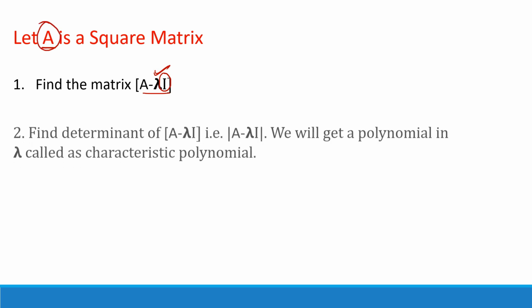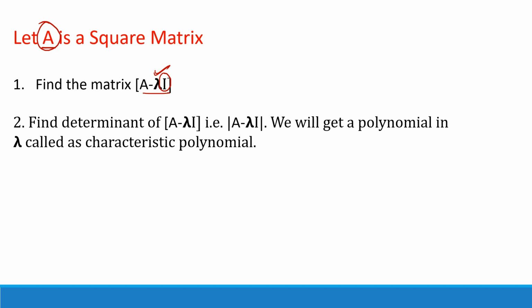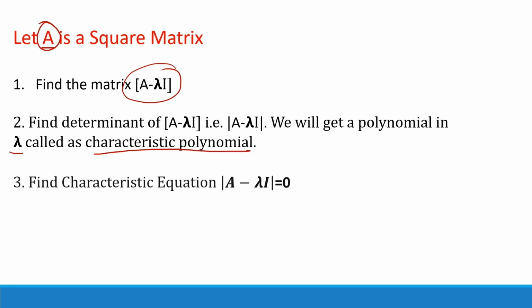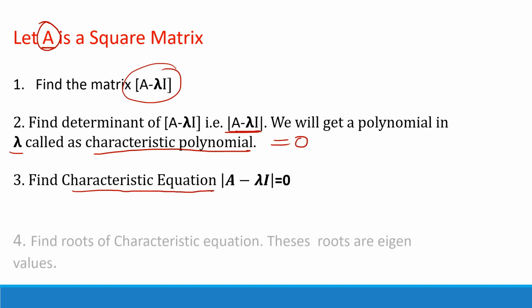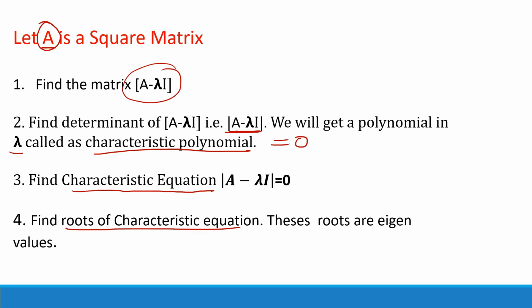Second step is to find the determinant of this matrix. And then you'll get a polynomial in the form of lambda, and we call this polynomial the characteristic polynomial. What is the third step? Third step is if you equate this polynomial to zero, it becomes an equation. We call this equation the characteristic equation. Then the next step is to find the roots of this characteristic equation, and those roots are called eigenvalues. These are the four steps which we need to follow to find the eigenvalues.